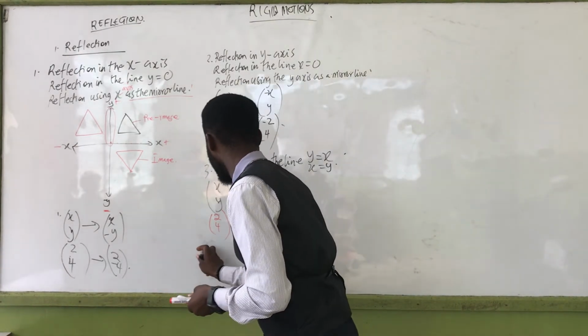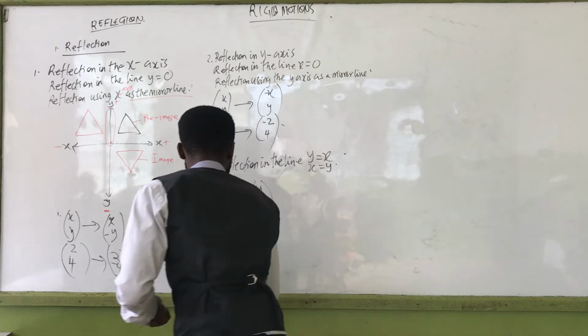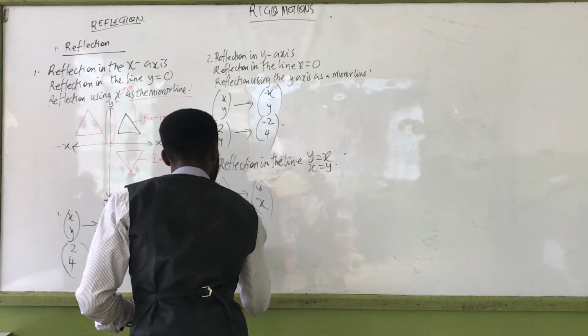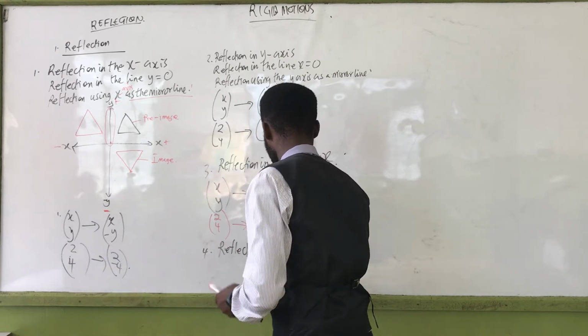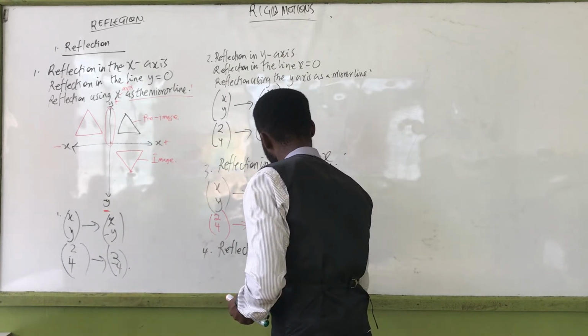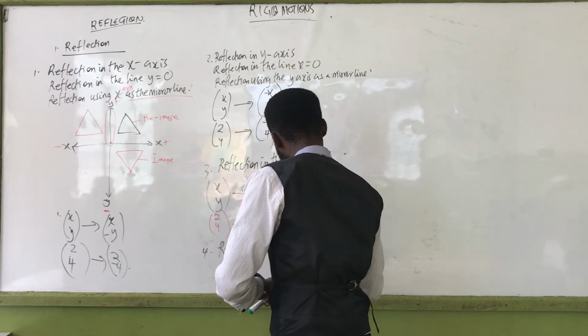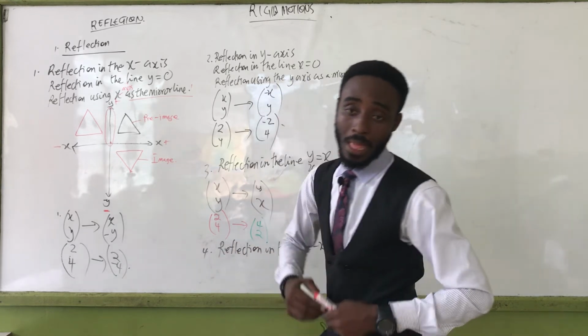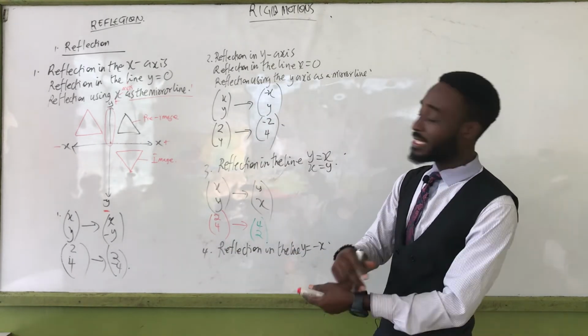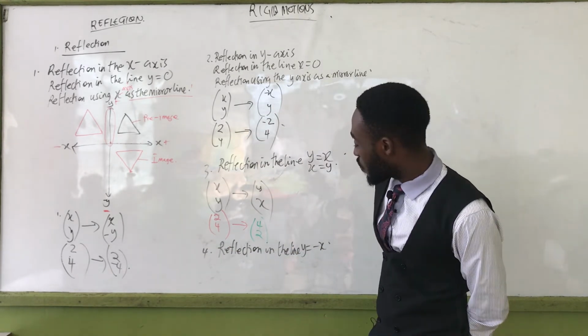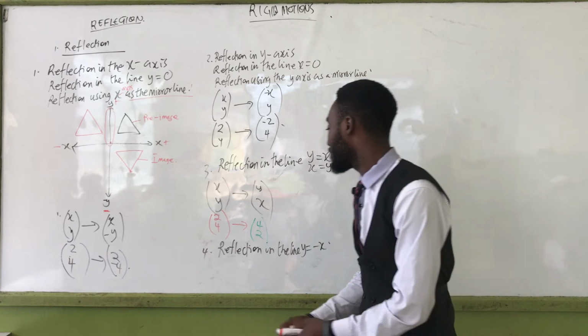And we could have reflection in line y is equal to negative x. The fourth one, reflection in the line y is equal to negative x. And if y is equal to negative x, indirectly, x will also be equal to negative y.